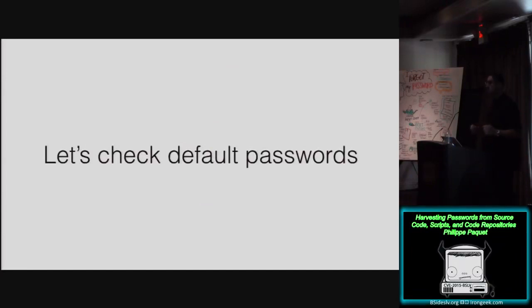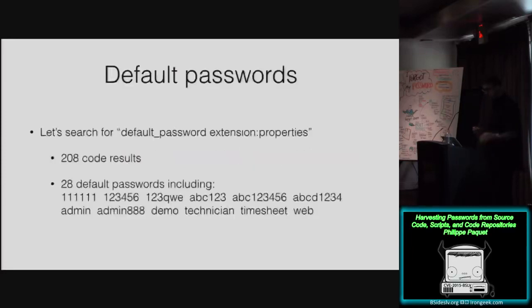Most of the time, they don't get changed. If you have a default password, the chances that your user is going to do something about it are very, very small unless they have to and you're obligating them to do so. So if we search in files that have an extension called properties for default password, we get about 208 code results, 28 default password, and some of them are going to look very, very familiar. Don't do that. It's not a good way to start the day.